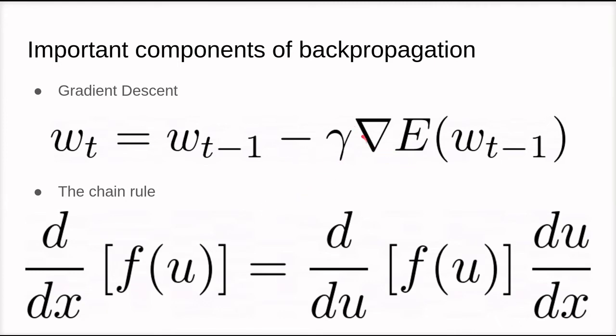step size, gamma. The chain rule states that the derivative of a function, f of a variable u, with respect to another variable, x, is simply the derivative of that function with respect to u times the derivative of u with respect to x. And we can repeat this process iteratively if u is also a function of x.